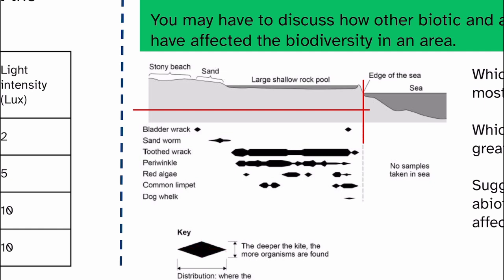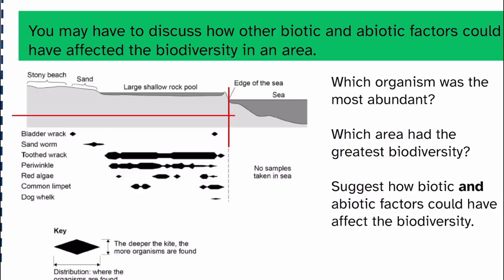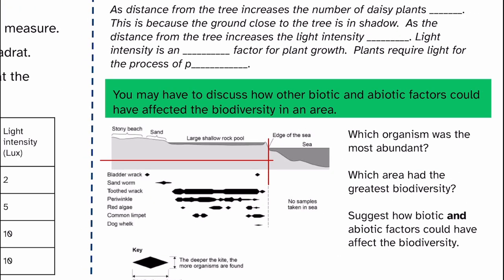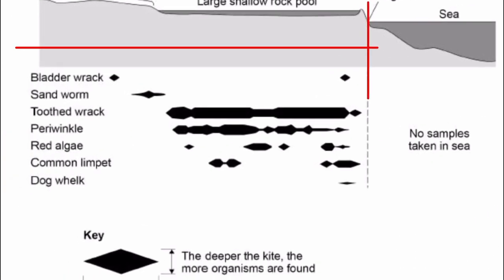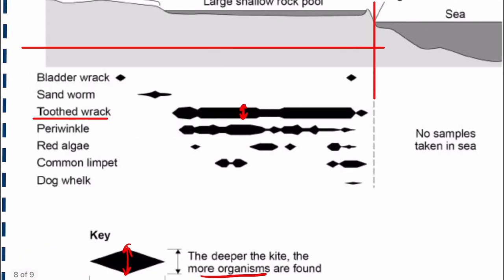Okay, so we can see here that we're looking at it. The first question says, which organism was the most abundant? Abundant means more of them. So we're looking at the more organisms is the height. The one that's got the biggest height consistently is this. So the toothed wrack is the most abundant organism.